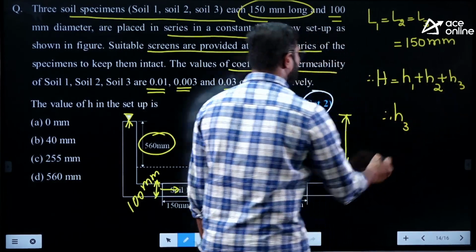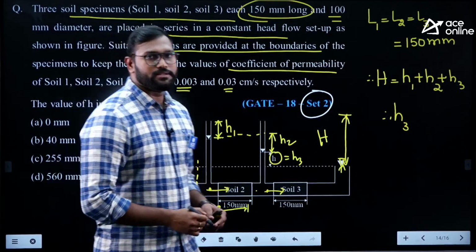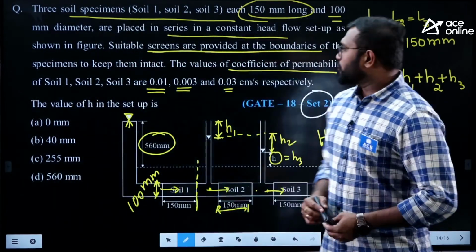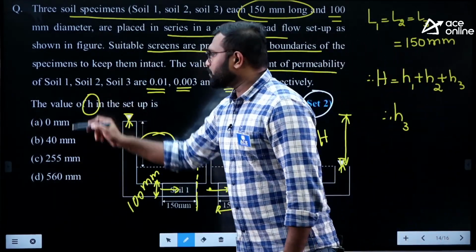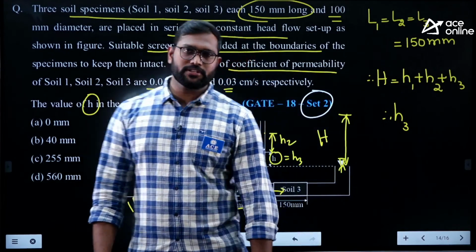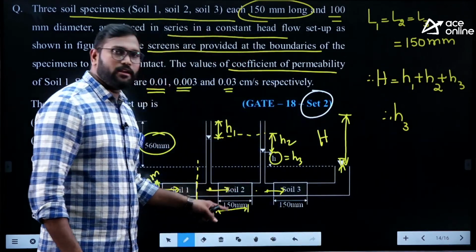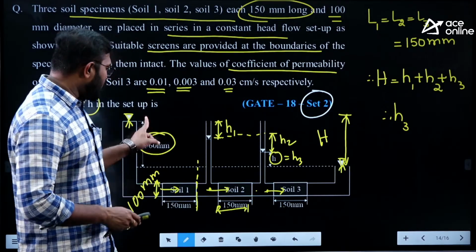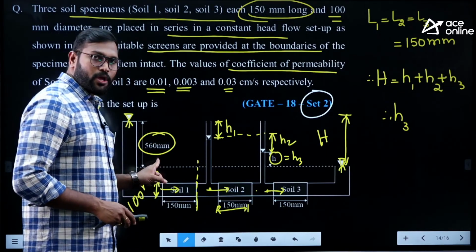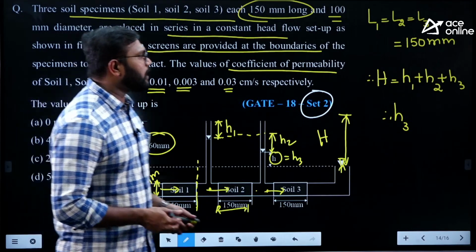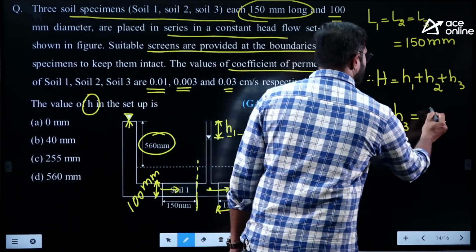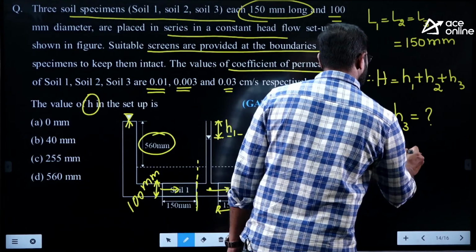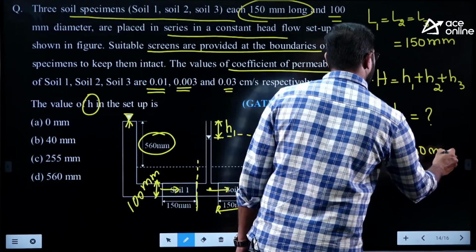The question I am asking you here is, what is this small h? The question is the value of h in the setup. That h I am taking as H3. You know, in each and every soil, when the flow happens, there is a head loss. What is the total head loss? Total head loss is 560 mm. So I want H3 if the total head loss is 560 mm.